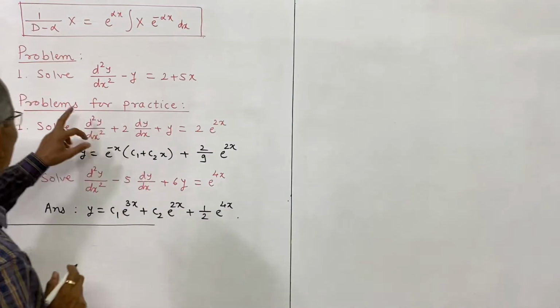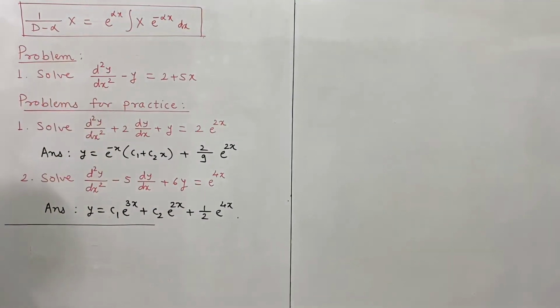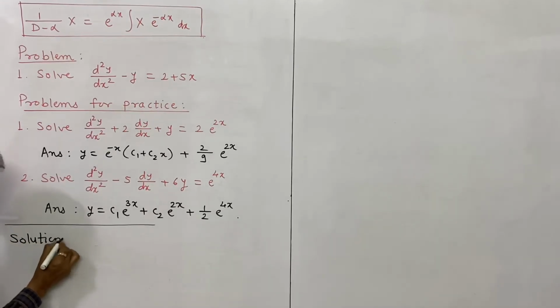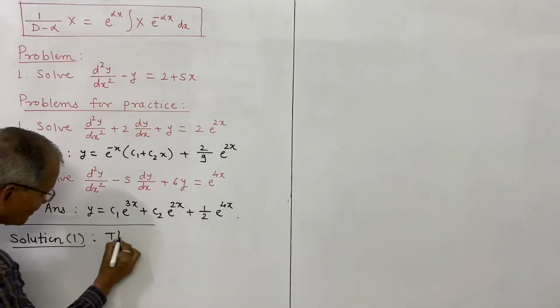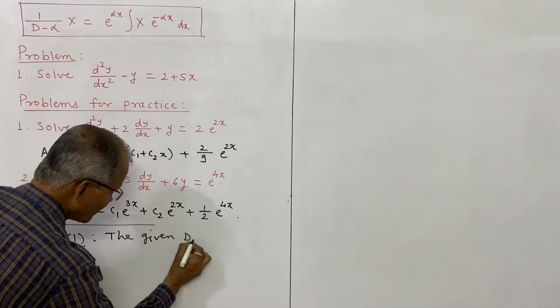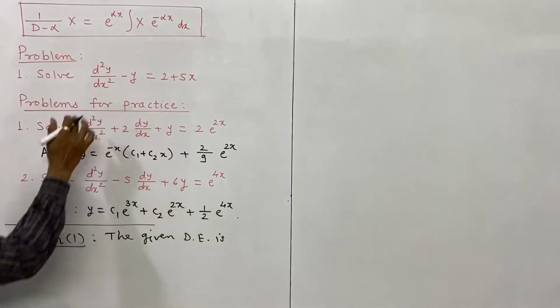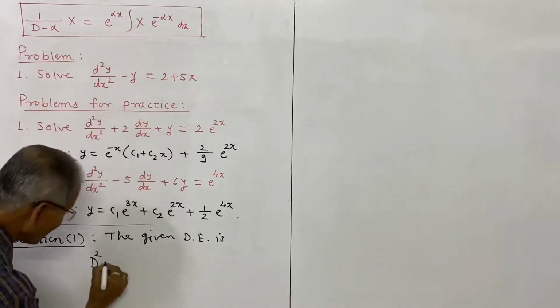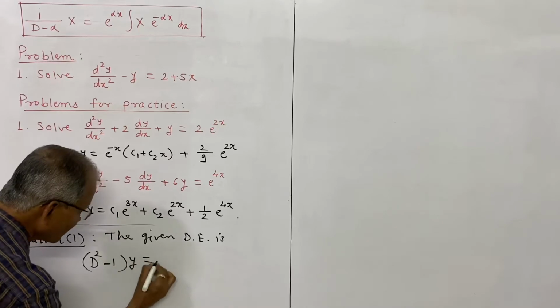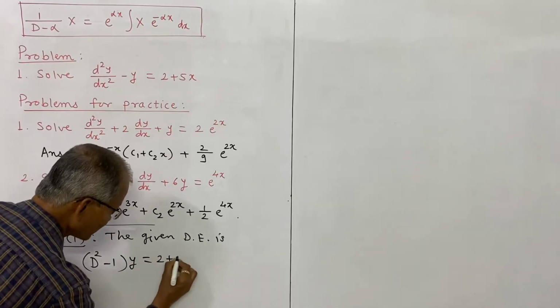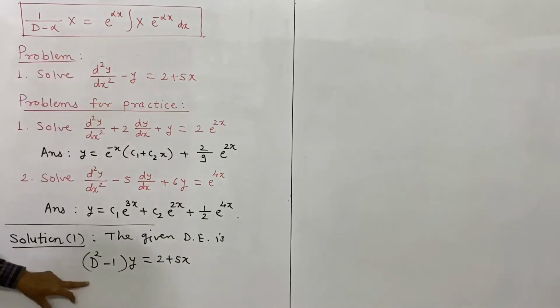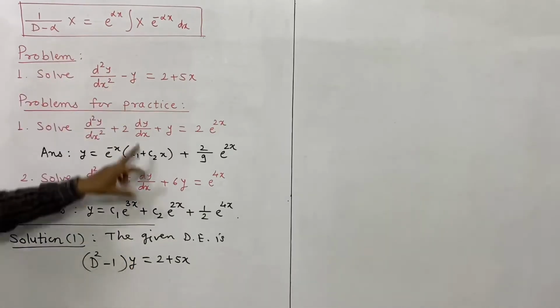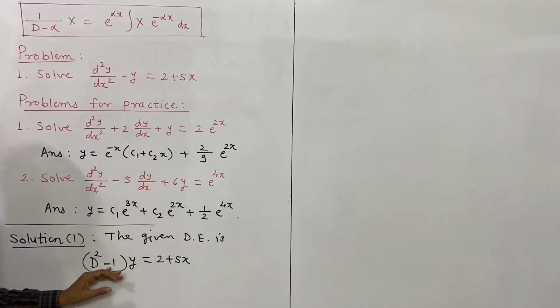So the first thing is we shall write the equation in D notation, operator D. Solution for the first problem: the given differential equation is, for d square y, second order derivative, we write capital D square, so D square minus 1 operated on y is equal to 2 plus 5x. This is the same as d2y by dx square minus y, written as (D square minus 1) y is equal to 2 plus 5x.